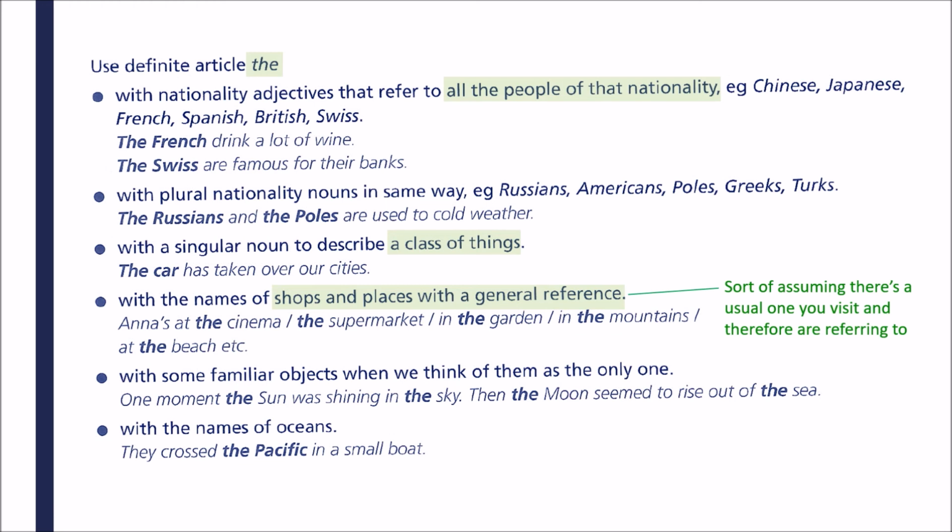And finally, for some objects that we are familiar with, so once again we know which ones we're talking about, but also there is only one of them, say the sun, the sky, the moon. There's only one of them, so when we are mentioning them, we are definitely being specific. And when we are specific, we use the article the.